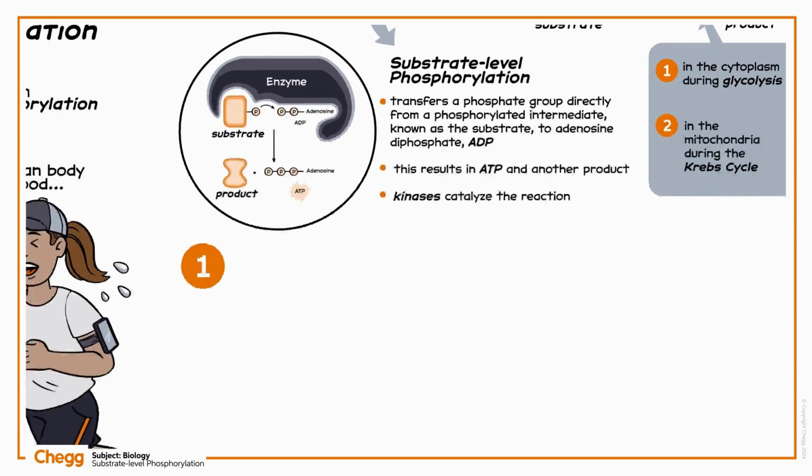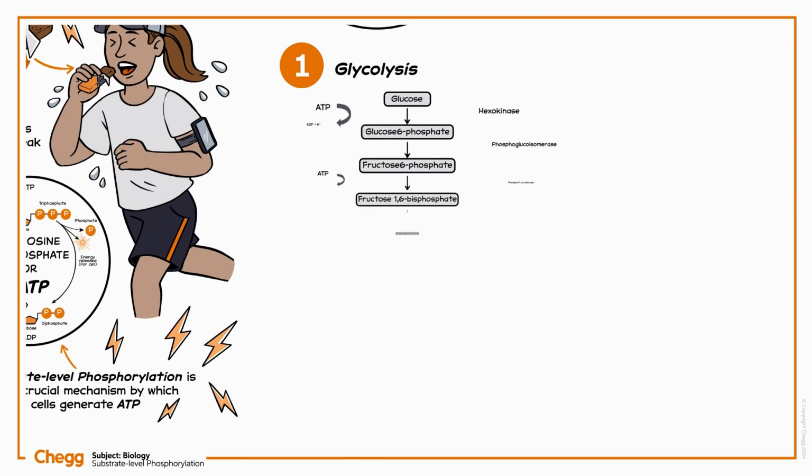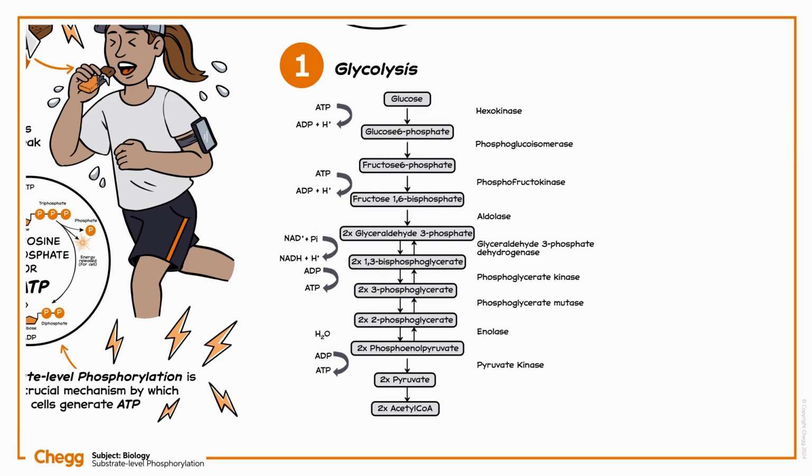Let's look at the first instance during glycolysis. Can you spot the substrate-level phosphorylation steps? 2 ATP molecules are gained along the way by substrate-level phosphorylation. As 1,3-bisphosphoglycerate, the substrate, is converted to 3-phosphoglycerate, the product, and then again when phosphoenolpyruvate is converted to pyruvate.